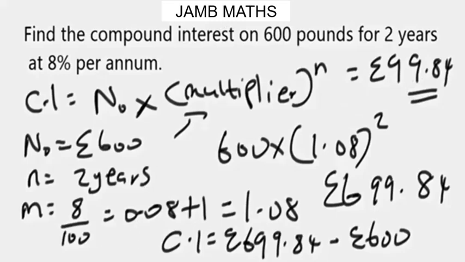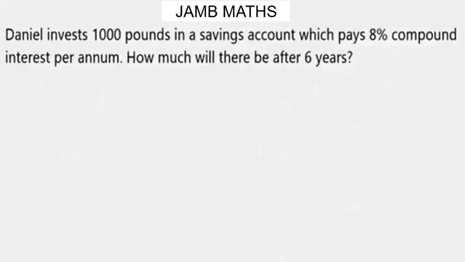Okay, now let's wipe this and look at a further question on compound interest. Okay guys, now let's look at this question. Remember, in compound interest, to get it, you subtract the initial principal from the amount you get at the final yield. So take note of that. Now in this question, it says Daniel invests £1,000 in a savings account which pays 8% compound interest per annum. How much will there be after 6 years? In this question, we're no longer looking for compound interest. We're looking for how much Daniel will have after 6 years.